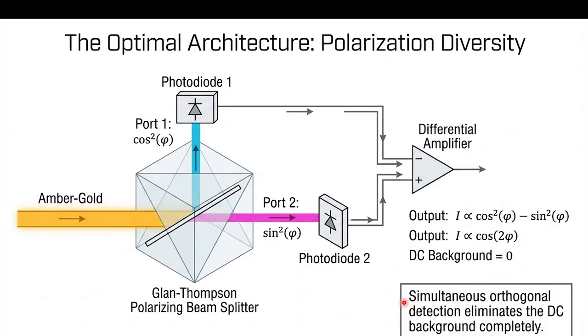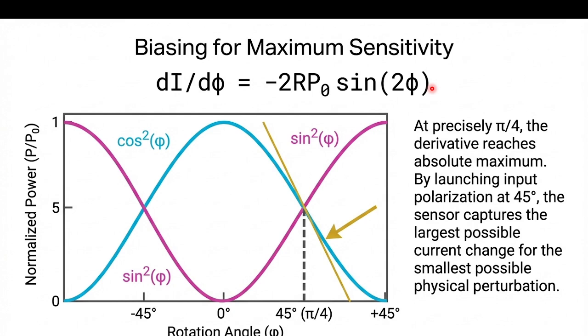The modulated signal can be detected by the photodiode easily. And this simultaneous orthogonal detection eliminates the DC background completely. So this is the optimal architecture for polarization diversity.